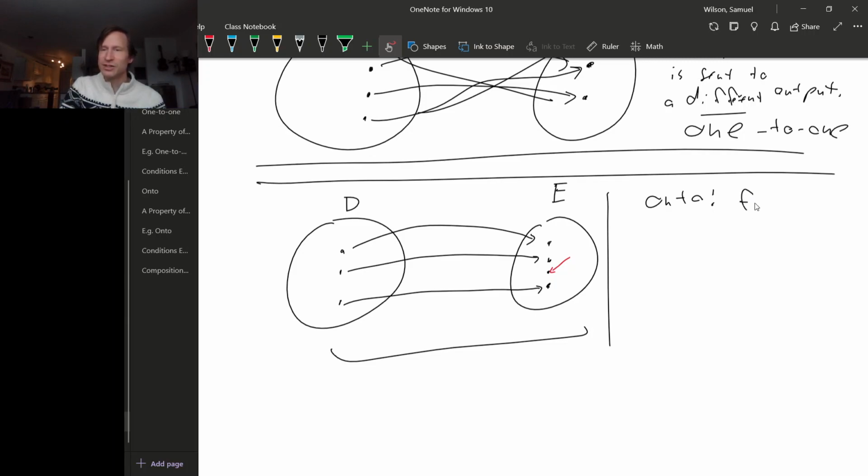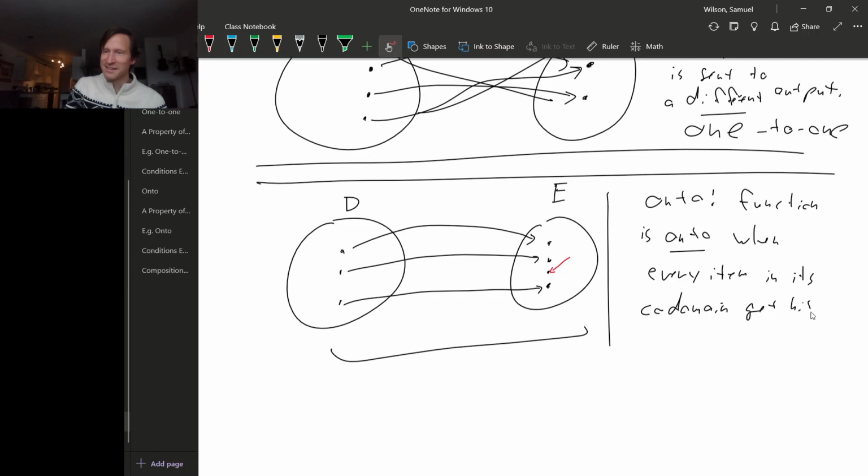So a function is onto when every item in its codomain gets hit by something. Okay, so I'll put quotes around hit. Right, so this isn't onto because there's an item that gets missed, right?